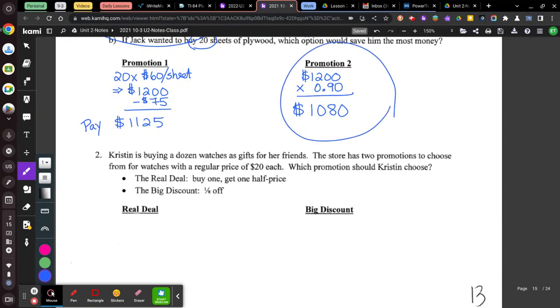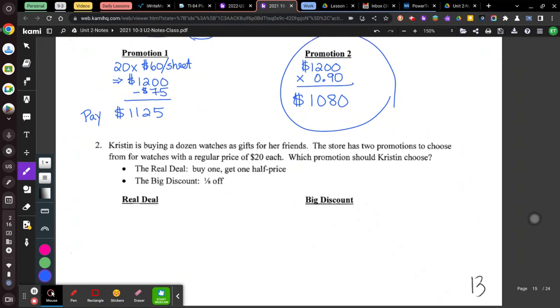So you're going to find that happens sometimes where if you buy a small quantity, one way is cheaper, but if you buy more of them, the other way ends up being cheaper. And we're going to find that out happening quite often here.